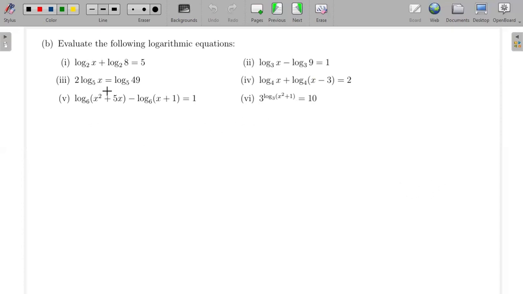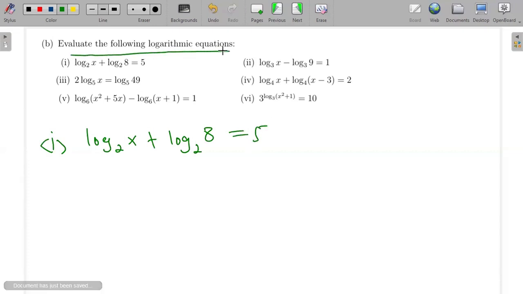So we're going to be using the laws of logarithms, and we're going to be talking about them as we solve. The first one, we have log base 2 of x plus log base 2 of 8 equals 5. Here they're saying evaluate the following logarithmic functions, meaning that we are looking for the value of x.